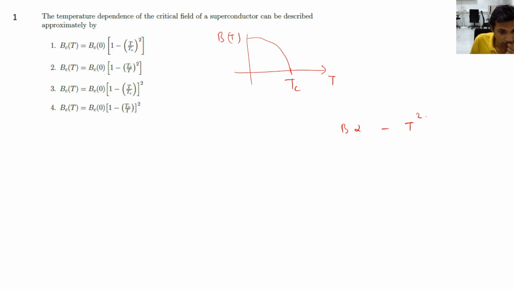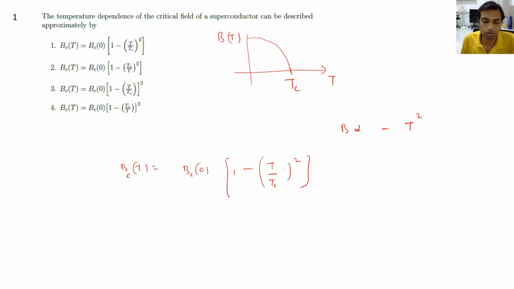We need to take care of that, and then we'll have the correct answer: BC of T is equal to BC of 0 times 1 minus T over Tc. We have to make sure that the square is over T over Tc whole square, not over the entire expression. So this one is your correct answer.